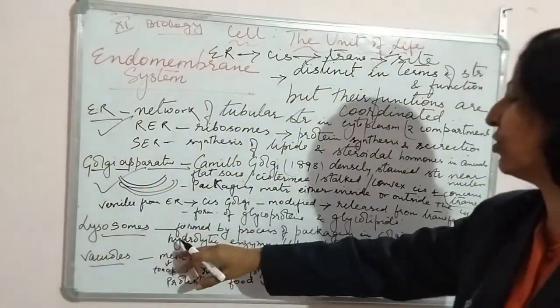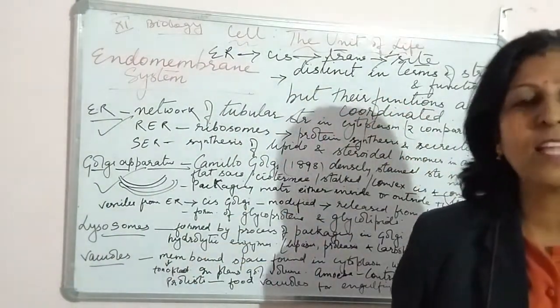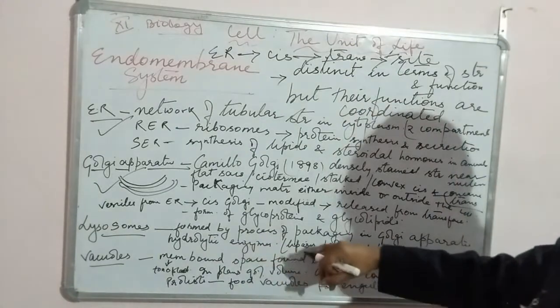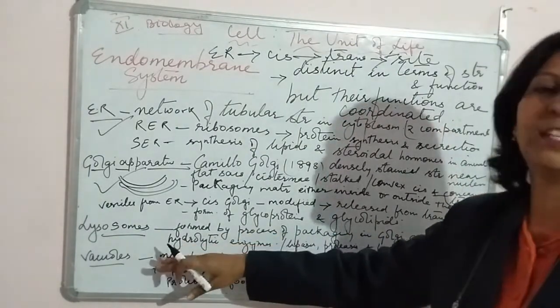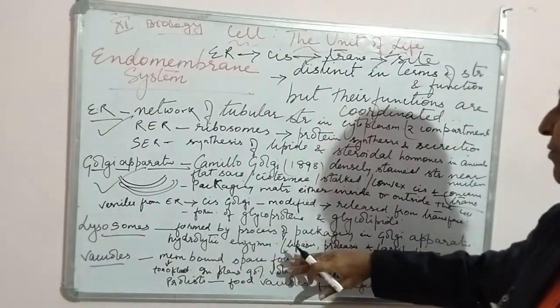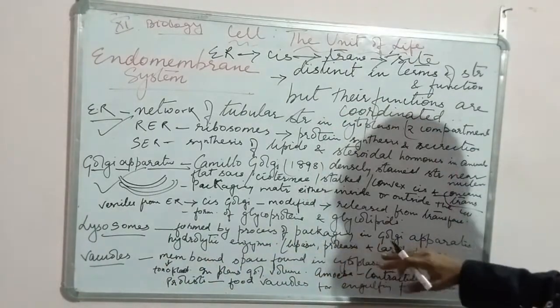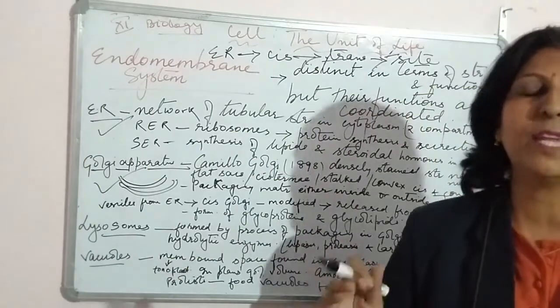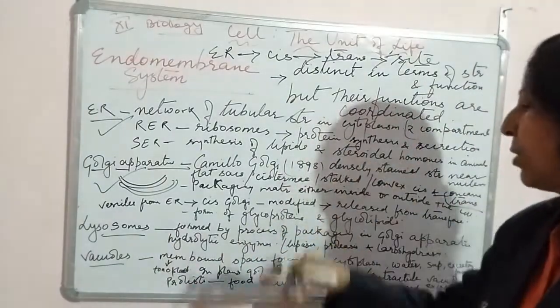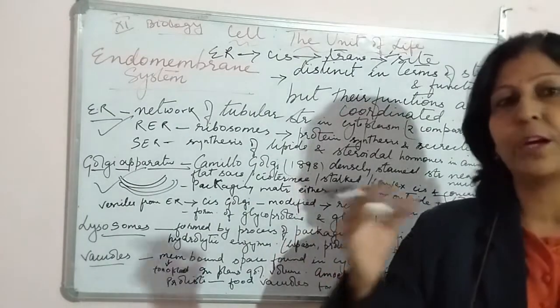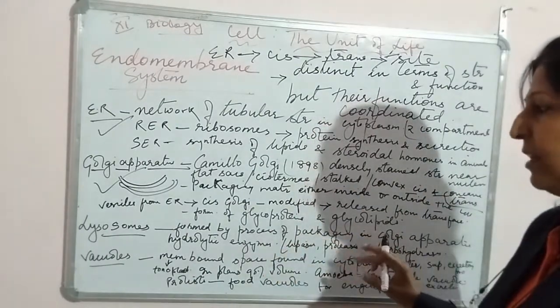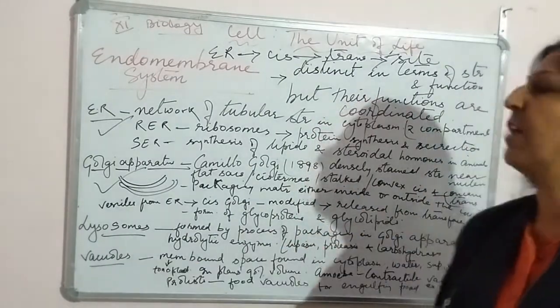Lysosomes contain hydrolytic enzymes which act upon fats, proteins and carbohydrates. These enzymes are lipases, proteases and carbohydrases, which help in acting upon the carbohydrates, proteins and lipids which the animal eats, which come to the cell. So that is lysosomes. Let's come to vacuoles.